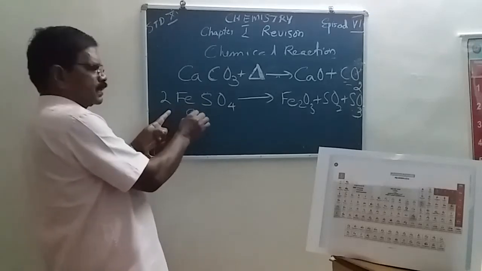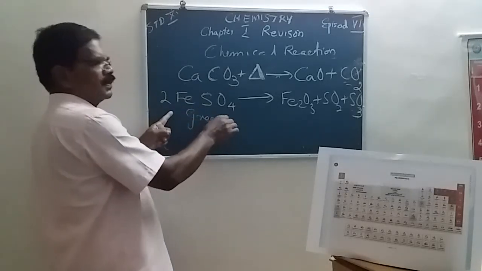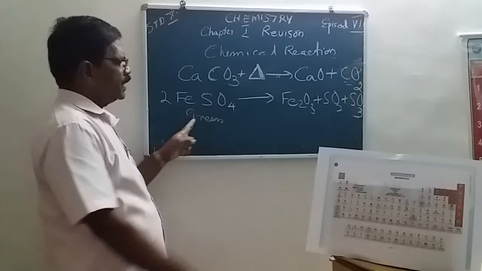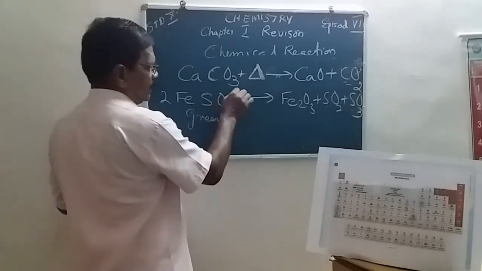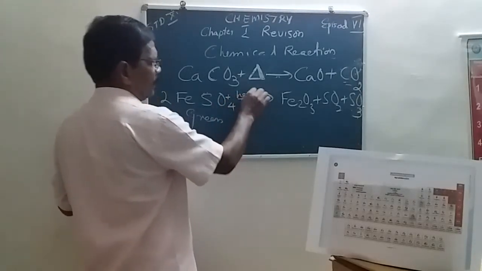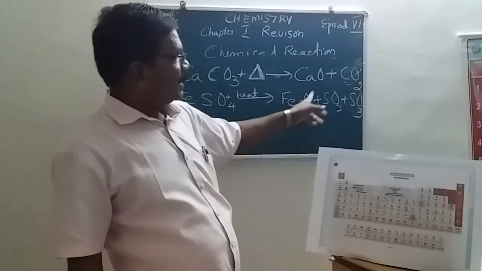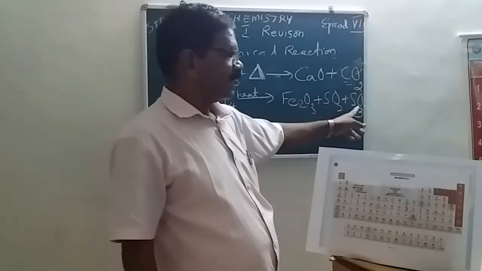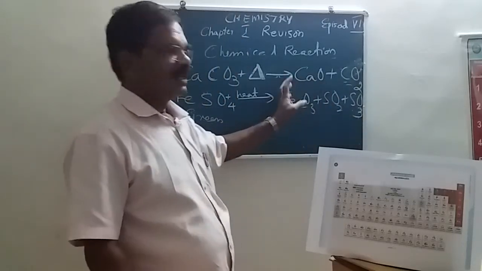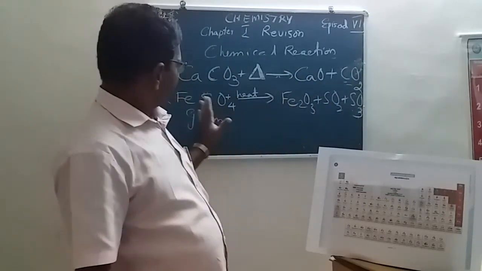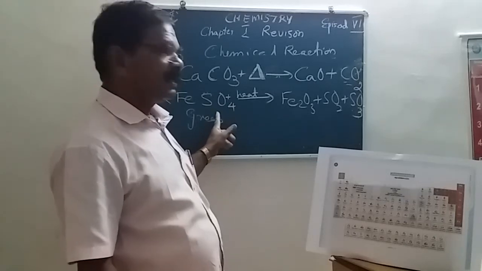The color of ferrous sulfate is green. If green colored ferrous sulfate is heated, what are the products formed? Ferric oxide, sulfur dioxide and sulfur trioxide. We can see two changes here. The color of the ferrous sulfate is green.